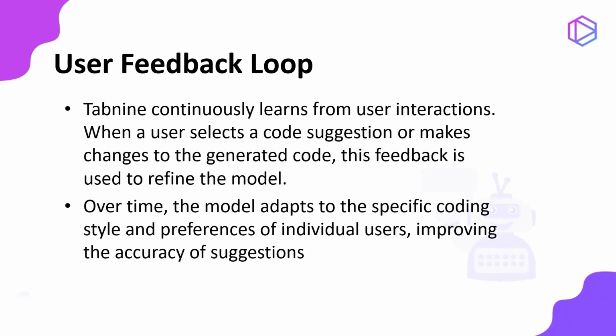User feedback loop. Tabnine continuously learns from user interactions. The backend team, the research and development team, works with the users' feedback. Users select code suggestions and make changes to generated code. This feedback is used to refine the model, and they release the latest versions of Tabnine AI. Over time, the model adapts to specific coding styles and individual users, improving the accuracy of suggestions, and they add to the code base.